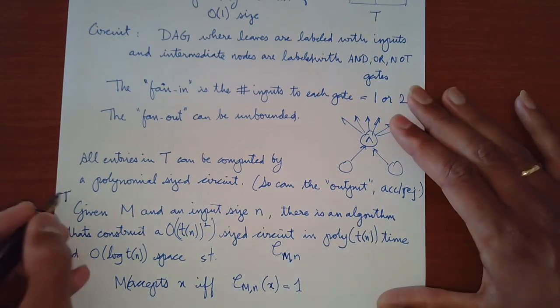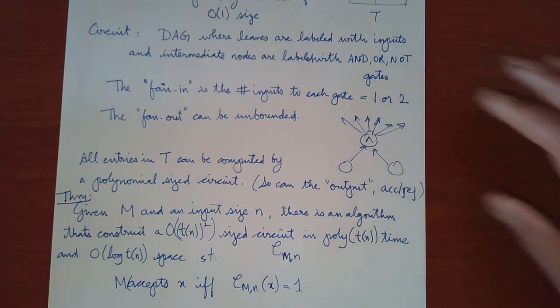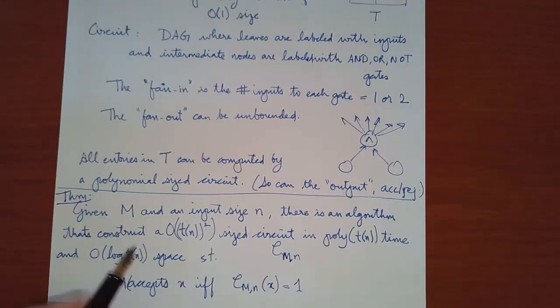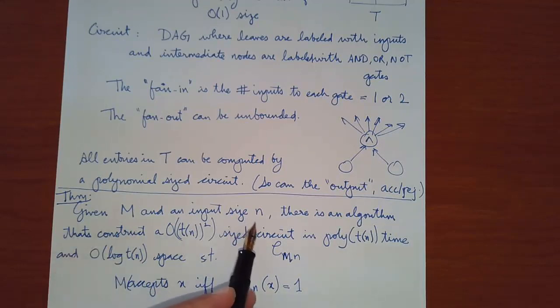Okay, and this is worth stating as a theorem. This is like looking at the Cook-Levin construction. Given a Turing machine and an input size, in poly T of n time, you can construct a circuit of size T of n squared such that the circuit accepts X if and only if the Turing machine accepts X. So you can convert Turing machines to circuits. Does this make sense? Any questions?